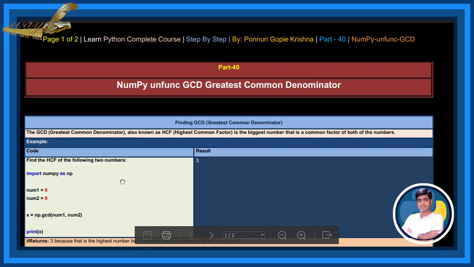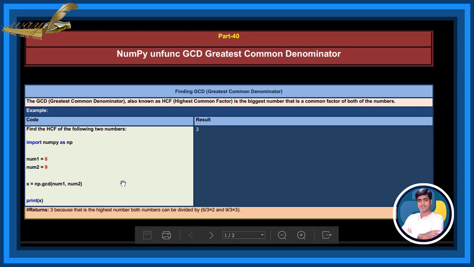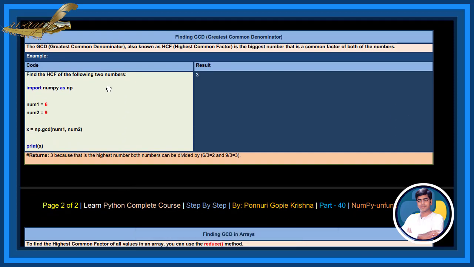See the example: find the HCF of the following two numbers, 6 and 9. By using the np.gcd function, the result is 3. Because that is the highest number by which both numbers can be divided: 6 by 3 is equal to 2 and 9 by 3 is equal to 3.